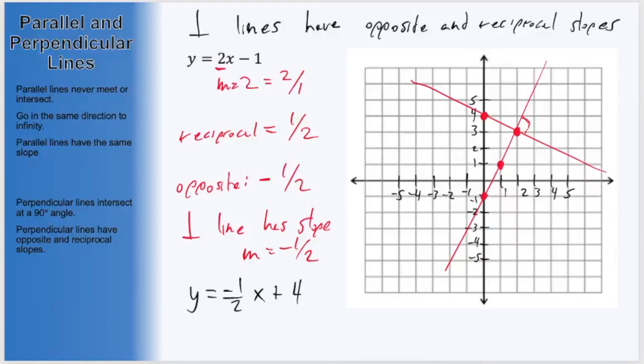With that, we have gone over parallel and perpendicular lines and how to determine if two equations will give such lines by looking at their slopes.